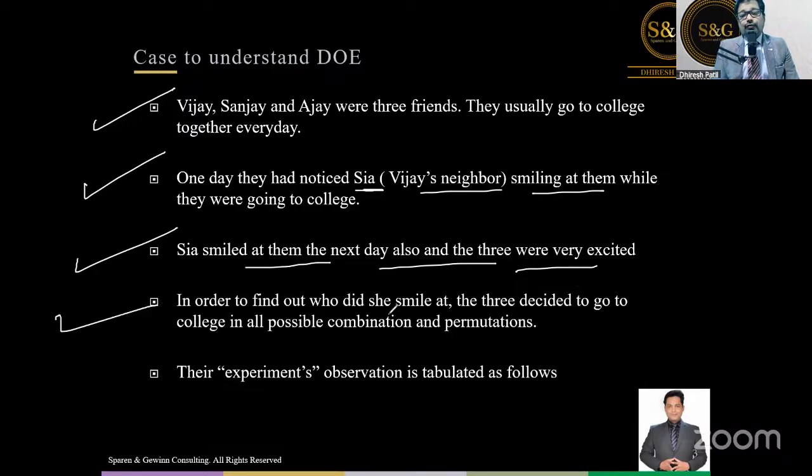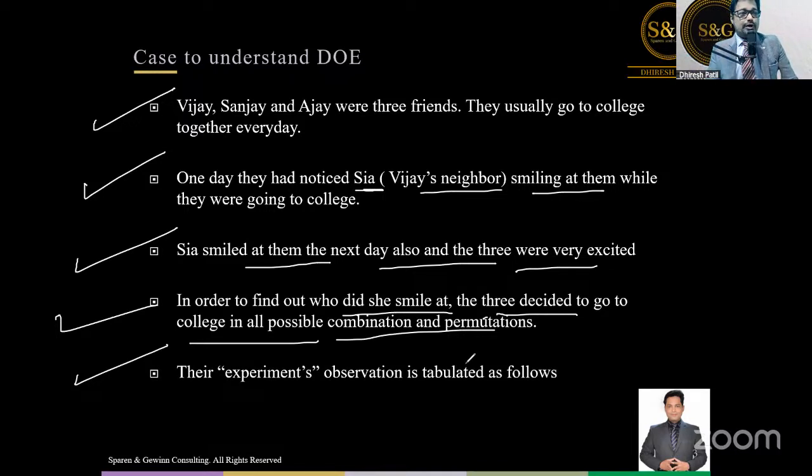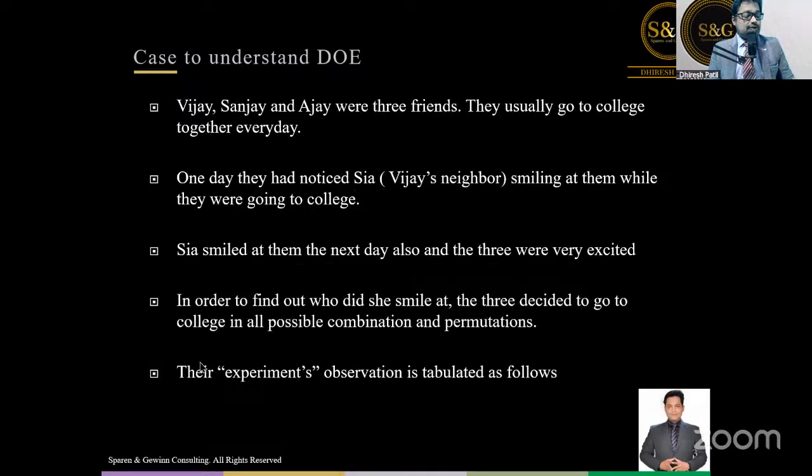In order to find out who she smiled at, all three decided to go to college in some combination and permutation. Let's understand this experiment, which they have tabulated as follows. This is what I am going to explain to you, the table. So there are three boys and one girl, the girl is smiling, and the boys don't know at whom she is smiling. That's why the experiment has been constructed. Let's see how the experiment unfolds.